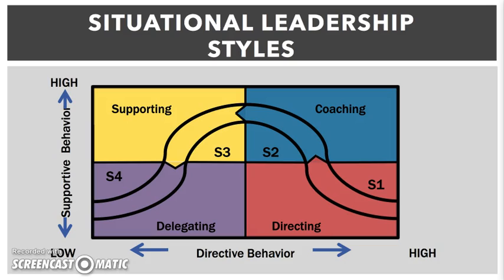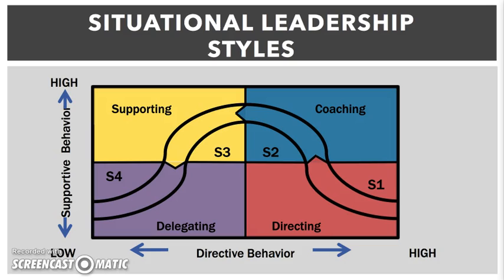So in this first quadrant, they have a high degree of directive behavior, low degree of supportive behavior. It's the directing. They're new to the task. You're giving them more directions. You're structuring it. And then it flows up and through coaching and supporting and delegating. It doesn't mean that you don't flow back and forth along this continuum.